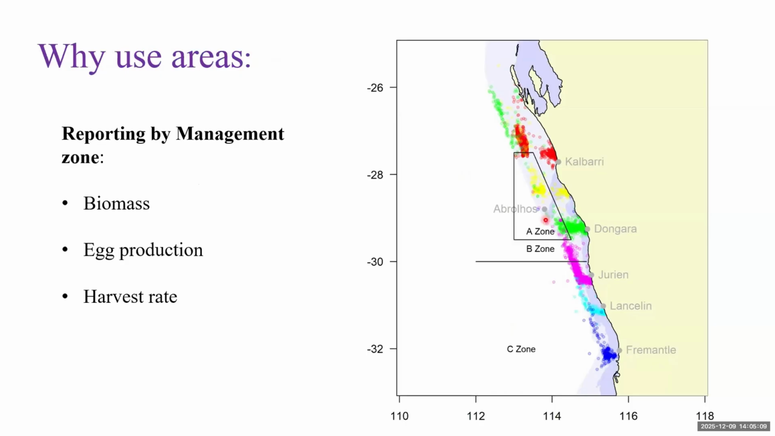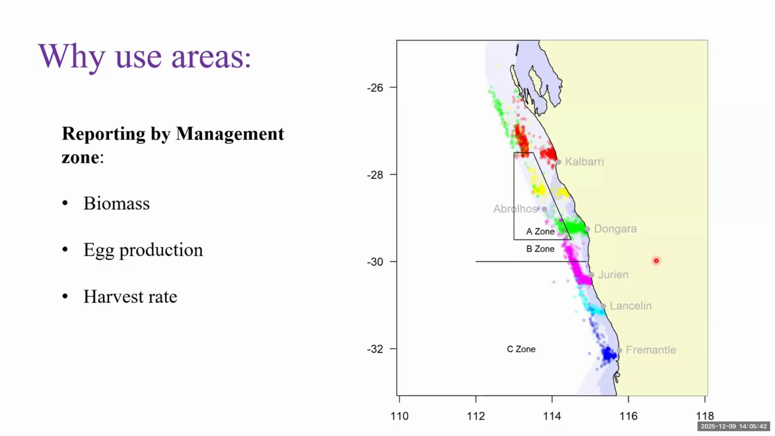With this sort of movement, you can see that the fishery is very interactive with other parts, and these are our management zones in lobster. We've got A zone, B zone, which is this whole area, and then C zone to the south. All of our reporting for our harvest strategy is by management zone, so we need to produce estimates of biomass, egg production, and harvest rate by these zones.